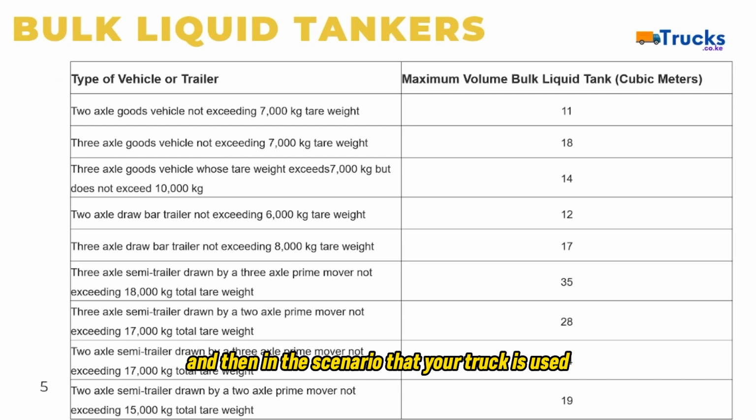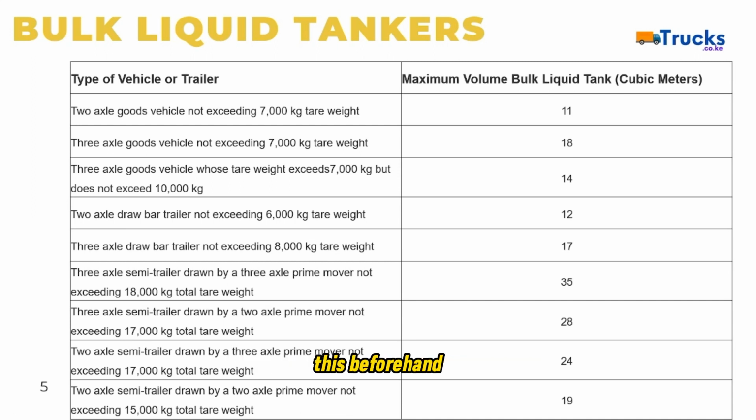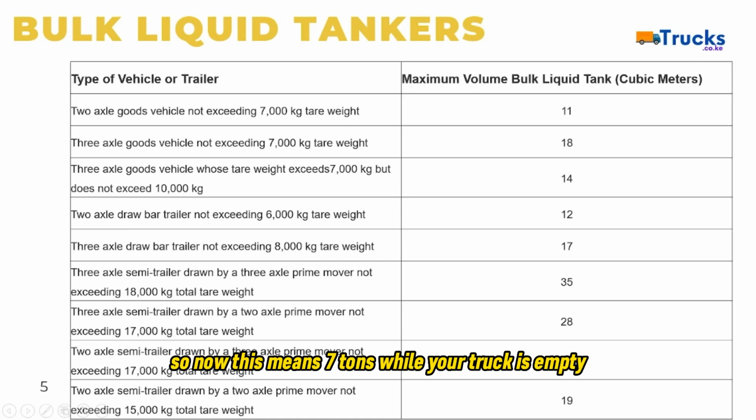And then in the scenario that your truck is used for bulk liquid tankers or bulk liquid transportation, it's also good for you to note this beforehand. Even before installing the liquid tank, you need to identify the maximum cubic meters of a particular tanker. So for 2 axle goods vehicles, not exceeding 7 tons tare weight, this means 7 tons while your truck is empty.